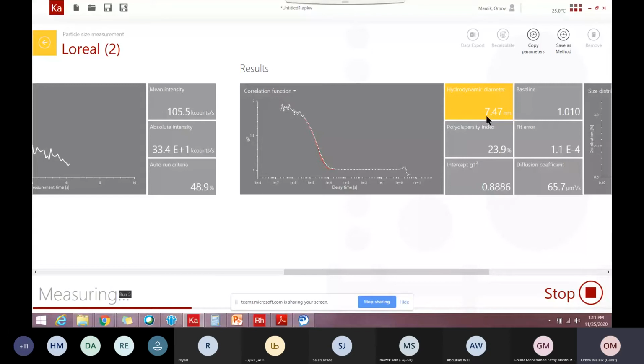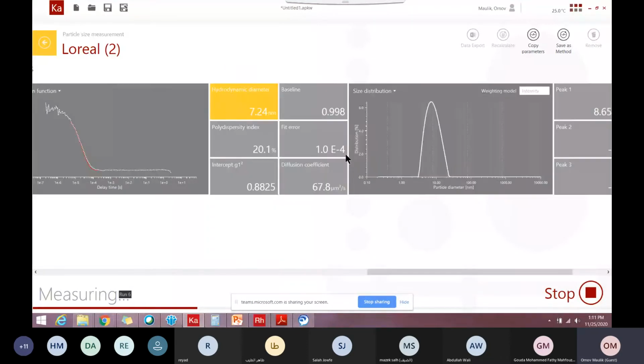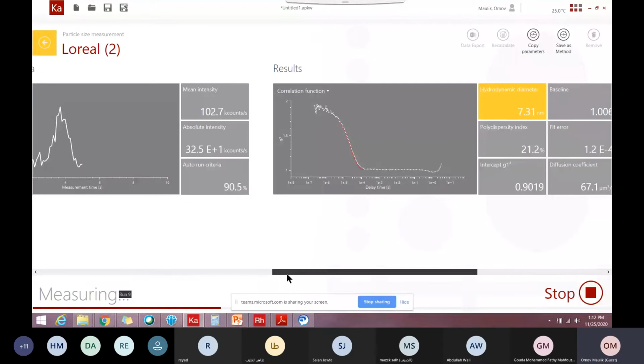When we talk about different other parameters, baseline represents the baseline of this particular sample, and of course you can see over here the fit error. It will also show that this red line is a fit error. It will automatically fit the decay, and through that decay it is giving you the hydrodynamic diameter as well as the polydispersity index. Also, this will show you the intercept, that is the correlation function intercept, and these are the peak information.